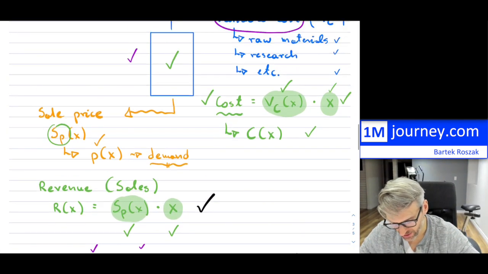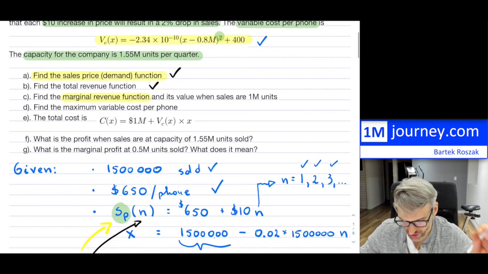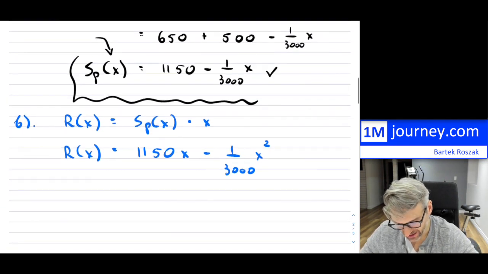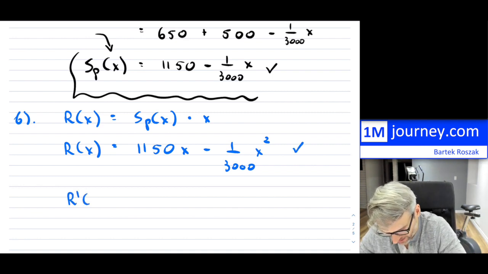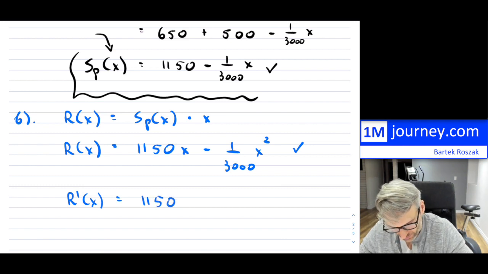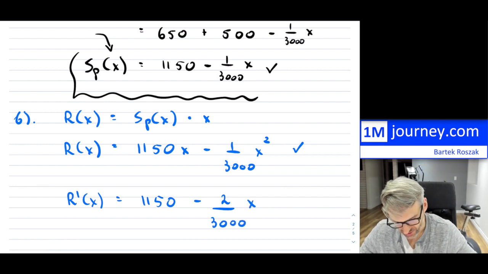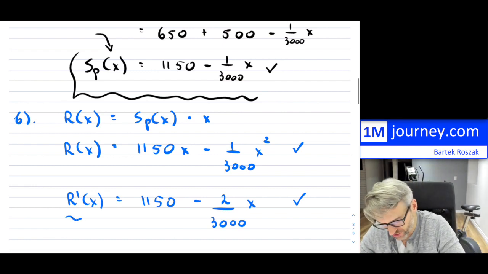So in the example, if they're asking us what is the marginal revenue function and its value when sales are 1 million, what they're really asking is to take the derivative here. We can certainly do that. That's not a big problem. This is very easy to take the derivative. So this is going to be 1150 minus 2 over 3,000 x. This is just a straight line. That is the marginal derivative.